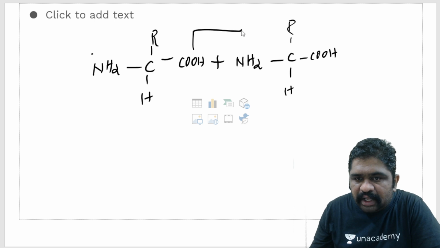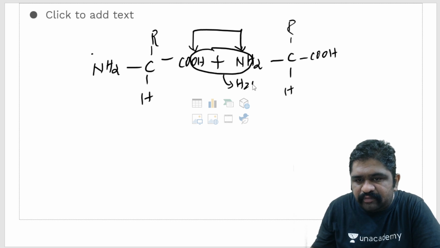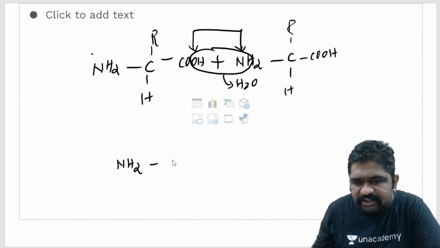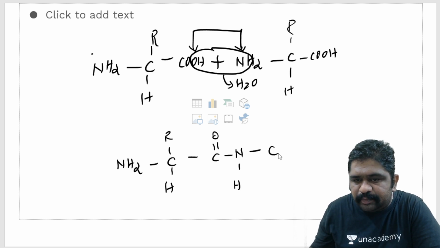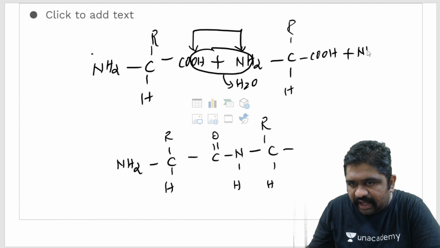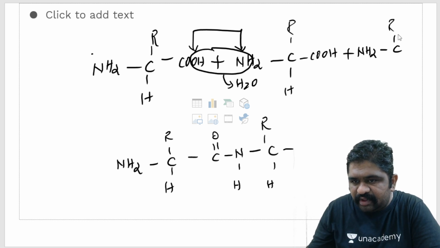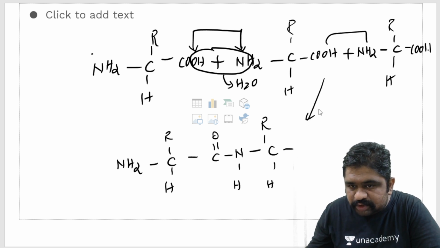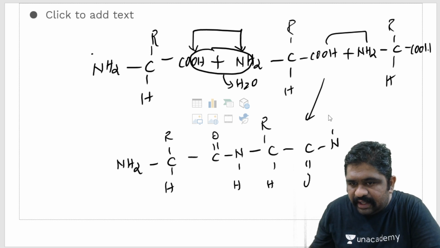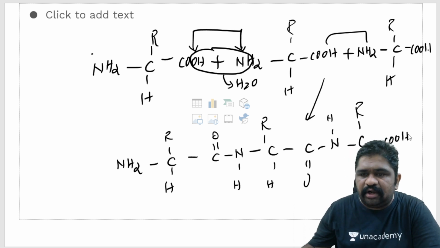Now the carboxyl group and the amino group of the adjacent amino acid will come together to lose a water molecule. When that happens, what do I have? I have NH2CRH with a C double bond O NH, and that progresses to become a C with an R with a H and a COOH. Now imagine if I had one more amino acid lining together here, then I will be expecting another kind of bond being formed here. So what do I get here? This will become CONH, that becomes CRH COOH. You don't have to worry till here.